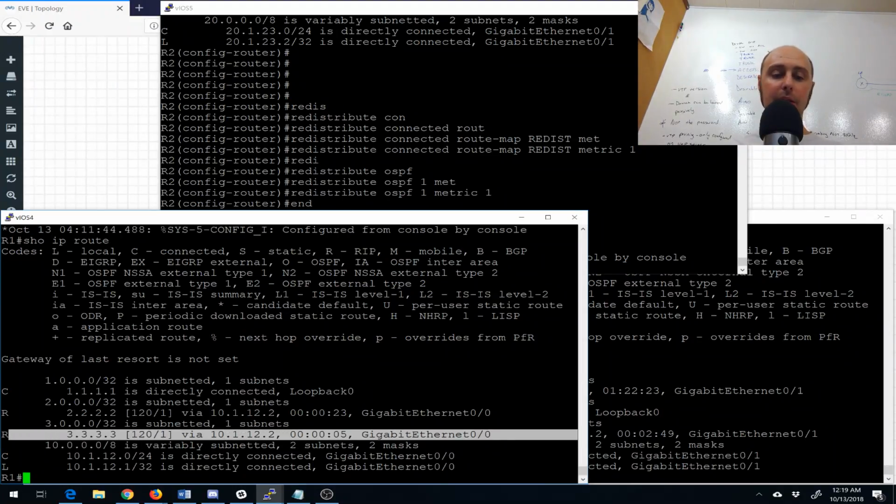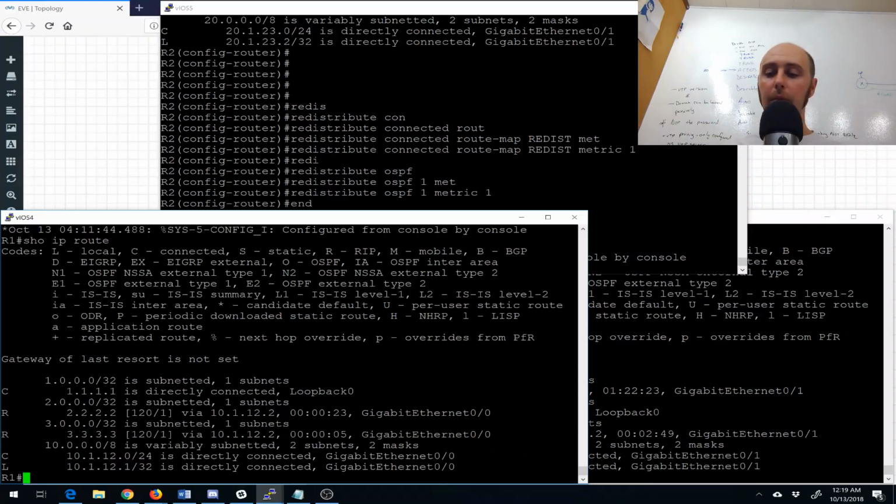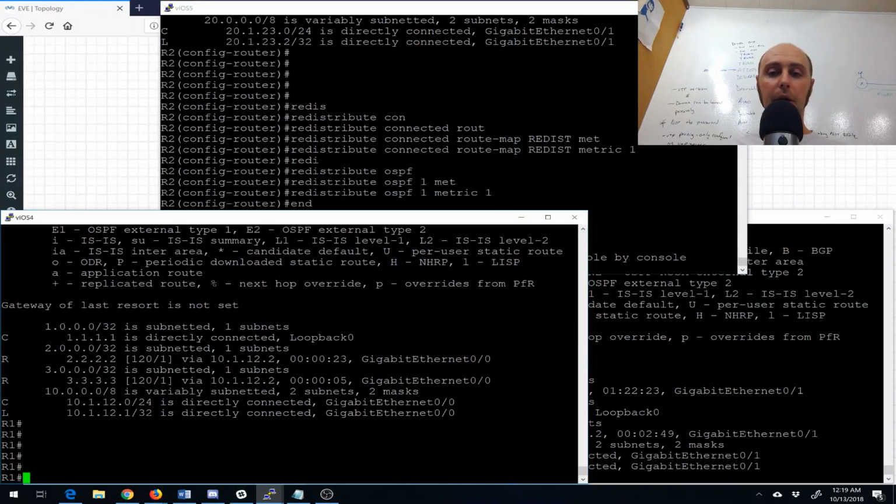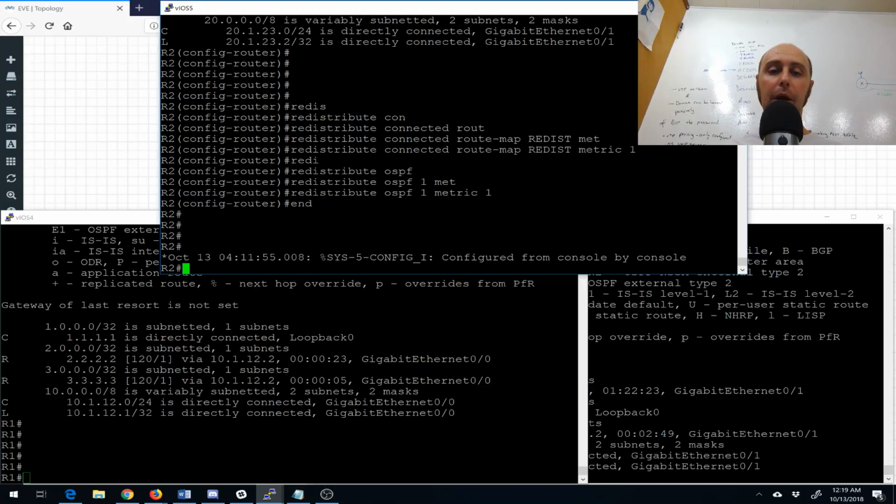So now I do see the loopback of 3. And again, the same behavior that we saw between EIGRP and OSPF. I'm not seeing the interface between router 2 and router 3. Right, that is not getting redistributed here on router 2. So router 2 is not bringing that connected interface in.